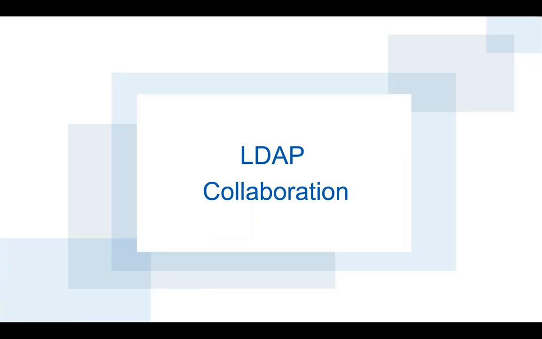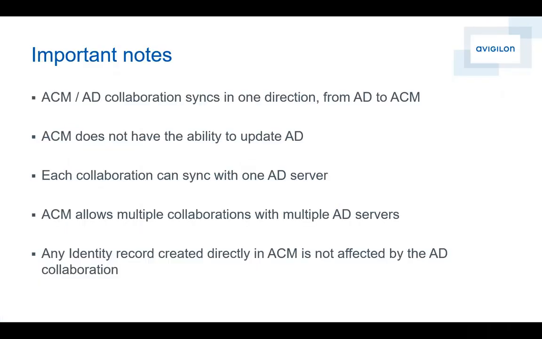In this tutorial, I am going to show you how to create an LDAP collaboration to sync Active Directory with ACM. But before we start, let's go over some important notes. ACM and Active Directory collaboration sync in one direction, from Active Directory to ACM. By design, ACM does not have the ability to update Active Directory.